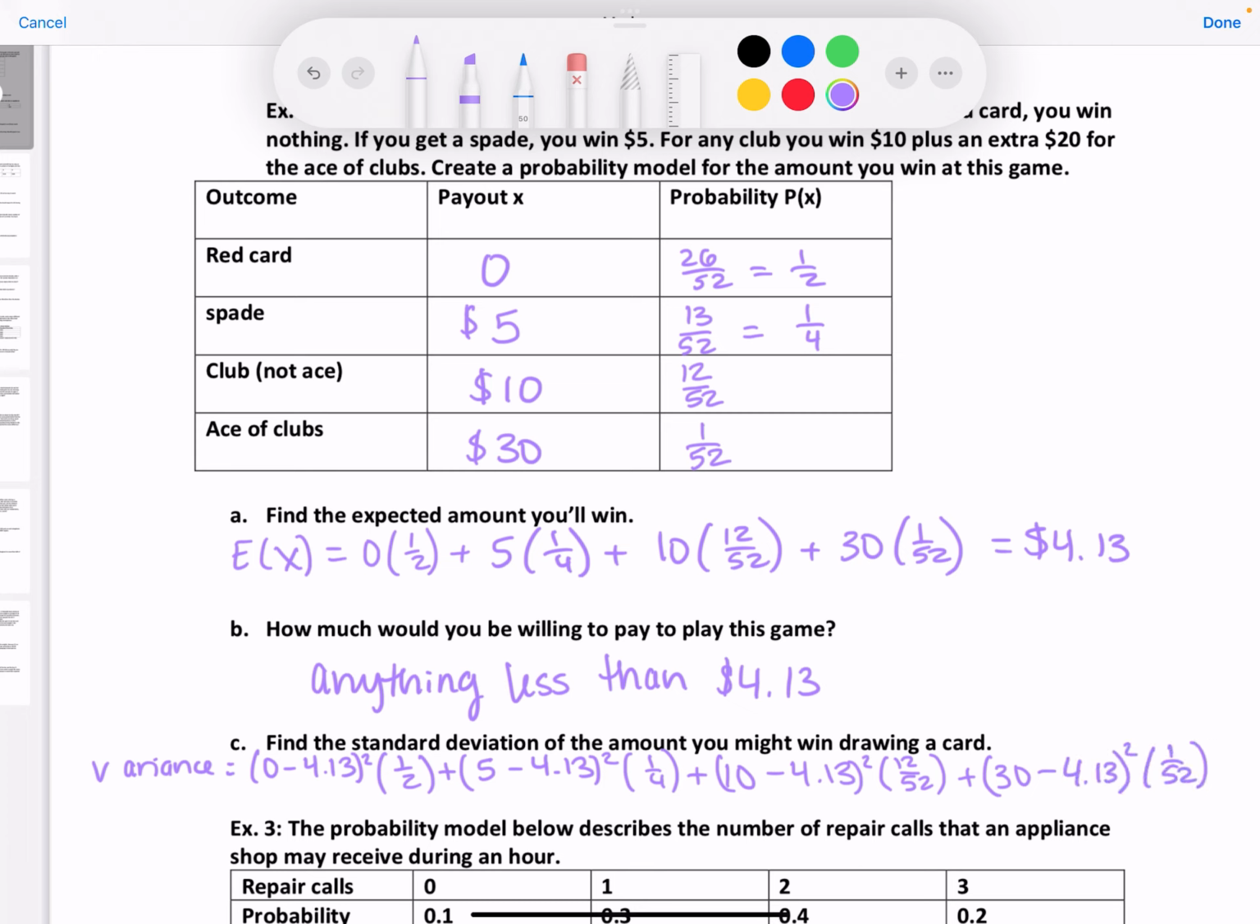So your variance would be equal to $29.54. So the standard deviation is just the square root of the $29.54, which comes out to be $5.44. So we'll stop there because we're basically out of time.